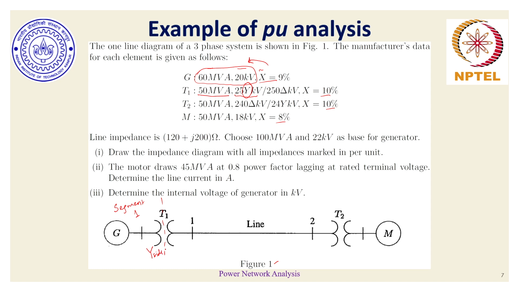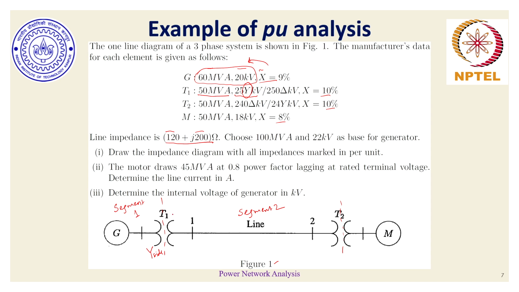Segment 2 here specifically can refer to this transmission line, whose impedance is given as 120 plus j200 ohms. It's an RL circuit, an inductive resistive circuit. The resistance is 120 ohms and 200 ohms is the inductive reactance for this line. And segment 2 consists of this line.